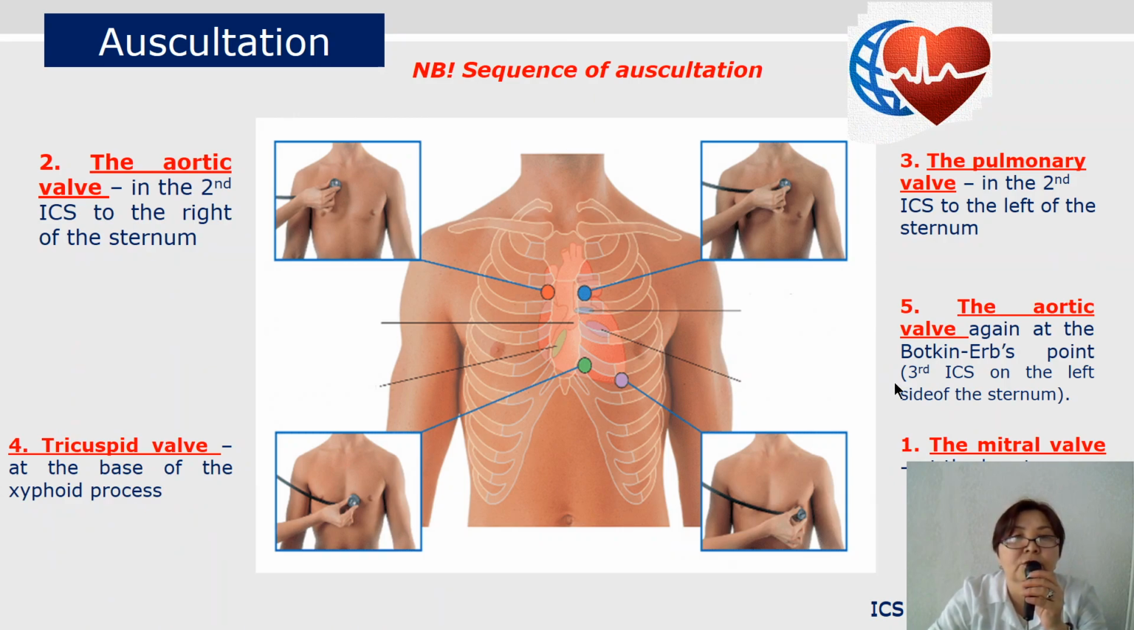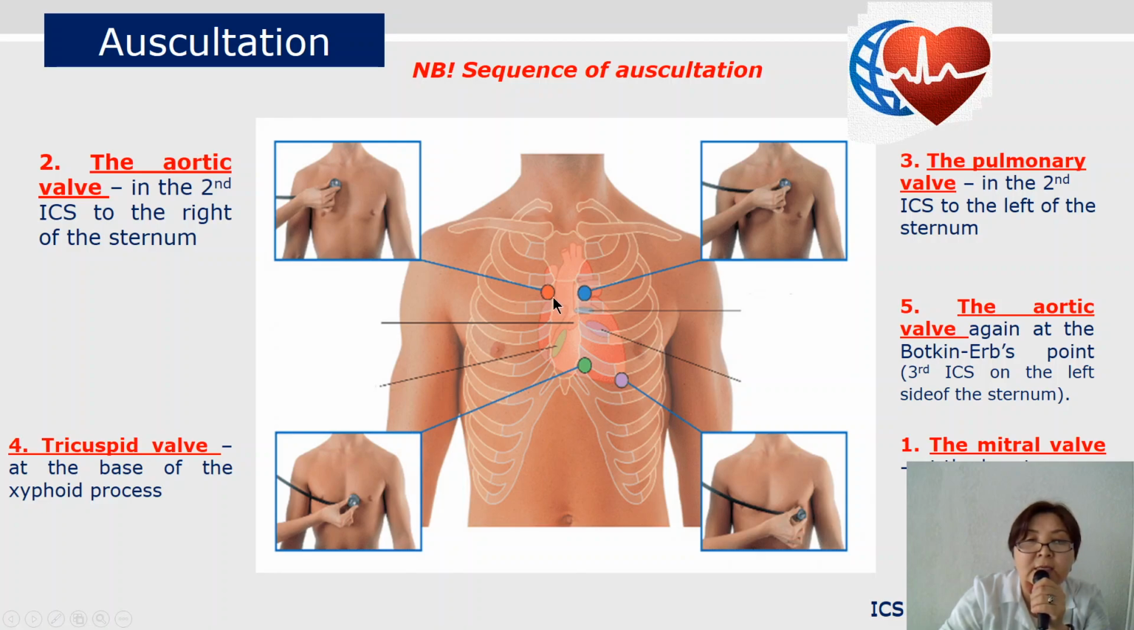Here it's shown the sequence of auscultation. In our country, we should begin the auscultation from the mitral valve. The mitral valve coincides with the heart apex, here or here. Second is the aortic valve. It's in the second intercostal space to the right of the sternum. Next is the pulmonary valve in the second intercostal space to the left of the sternum.